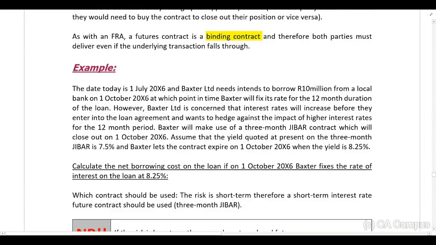The date today is the 1st of July 20x6, and Baxter Limited intends to borrow 10 million Rand from a local bank on the 1st of October 20x6, at which point in time they will fix their rate for the 12-month duration of the loan. Okay, so let's look at this on a timeline.